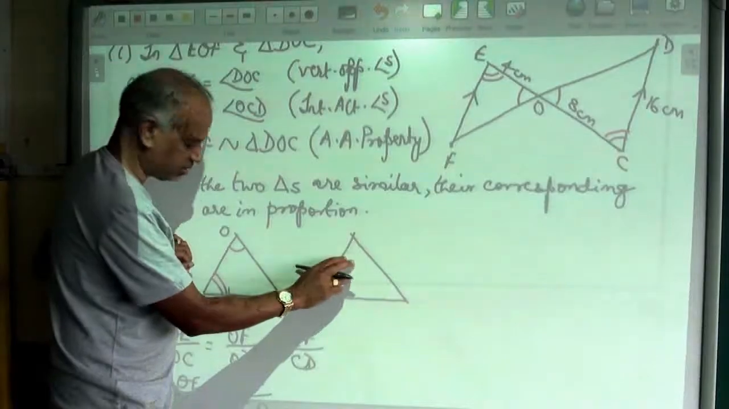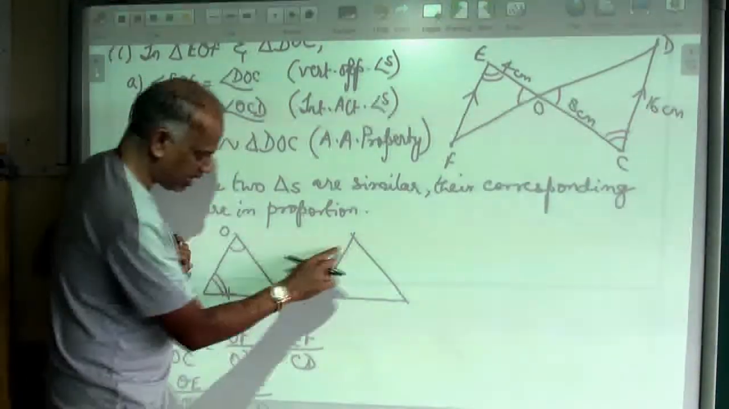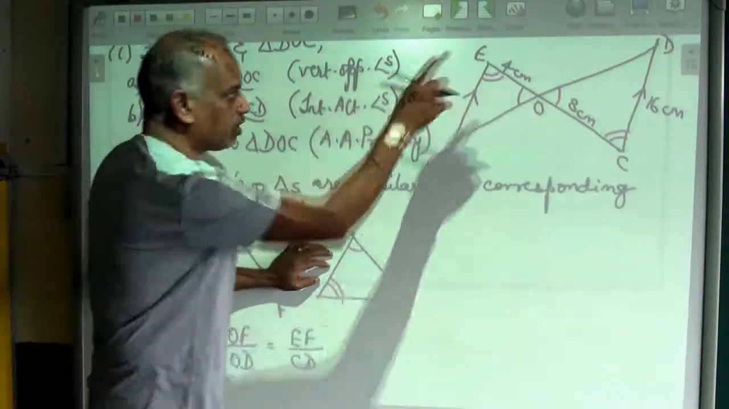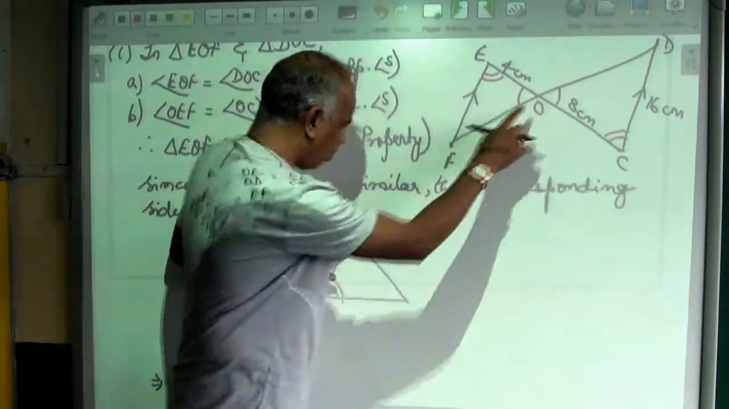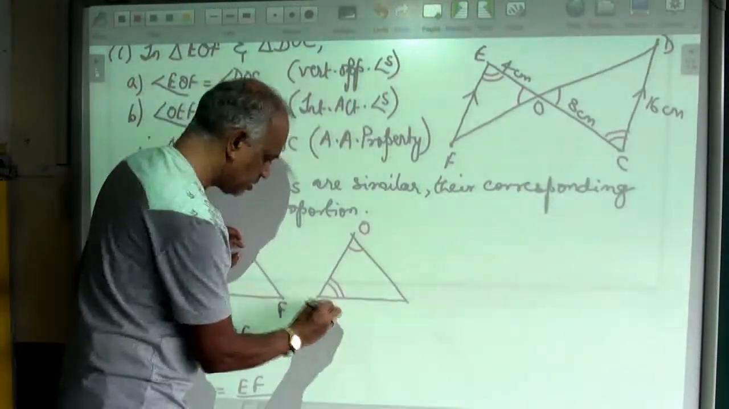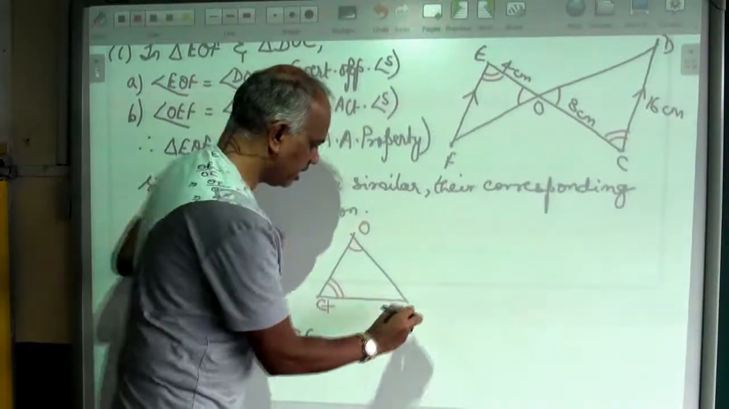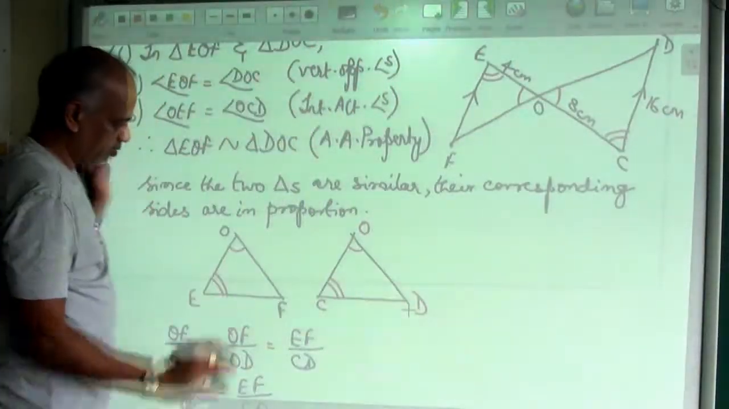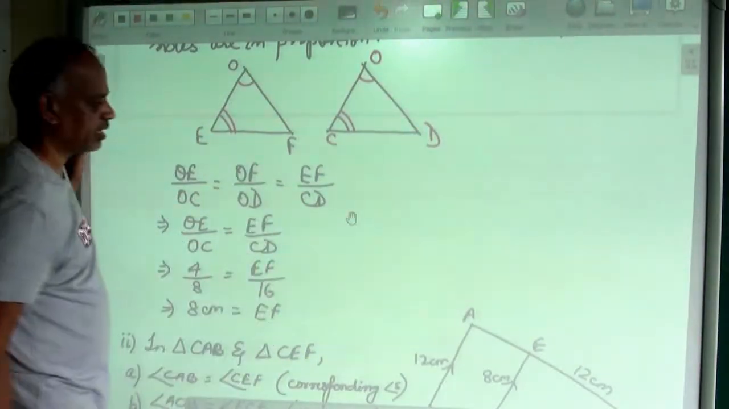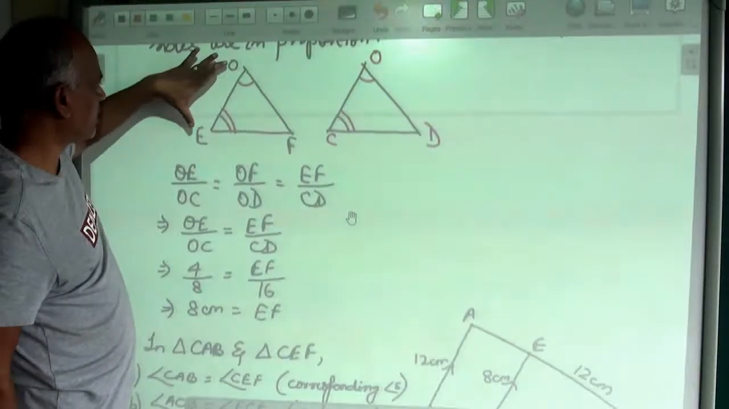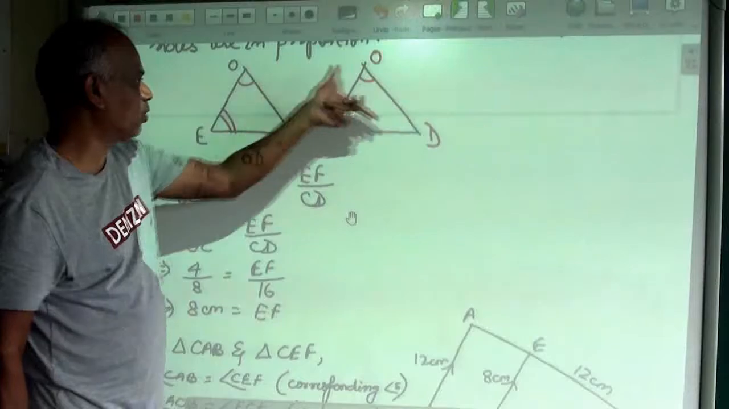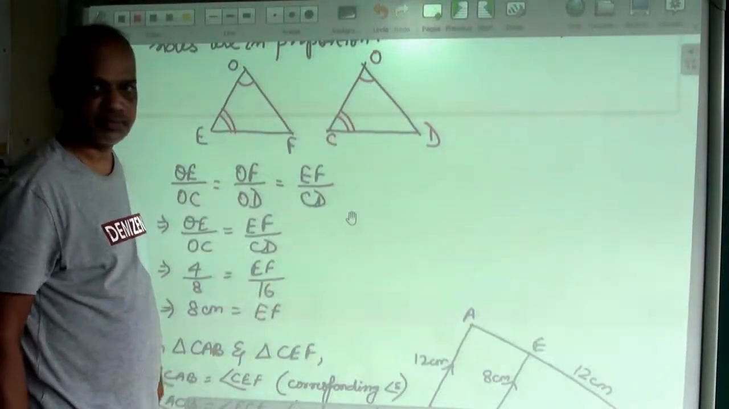Do the same angle markings here first without naming. Single arc on top. Double arc is here. Now look at the second one and name accordingly. Single arc is O. Double arc is C. Therefore, the third vertex should be D. Once this is done, now write the proportionality. Looking at these two figures, proportionality will be OE by OC is equal to OF by OD is equal to EF by CD.